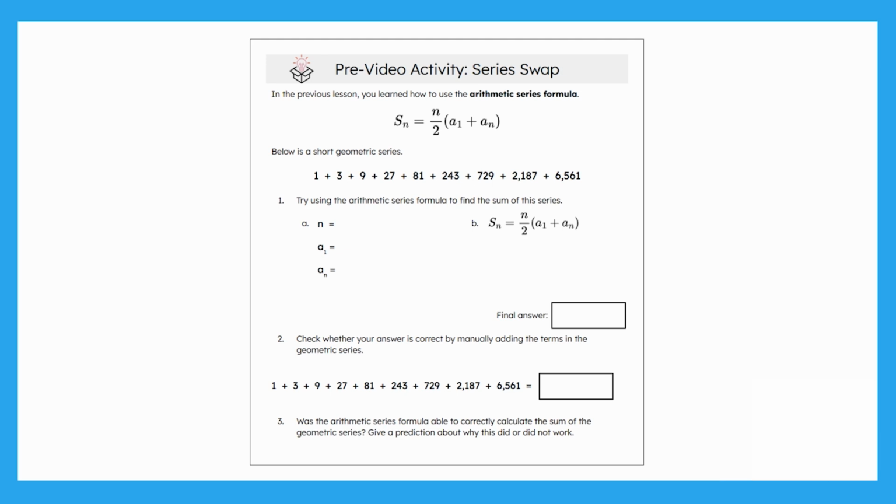In the pre-video activity, you discovered that the arithmetic series formula doesn't work for geometric series. Kind of obvious given the arithmetic series formula's name, huh? But why doesn't that formula work?